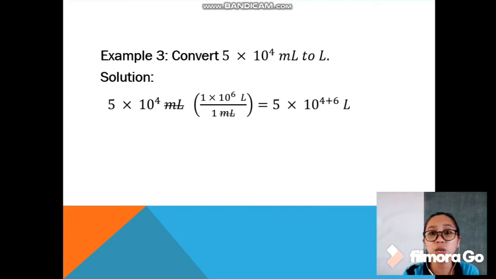We have 5 times 10 raised to 4 plus 6. Take note for the law of exponents. If you multiply, the exponents should be added. So we have 4 plus 6. Then we come up to the final answer as 5 times 10 raised to 10 liters.